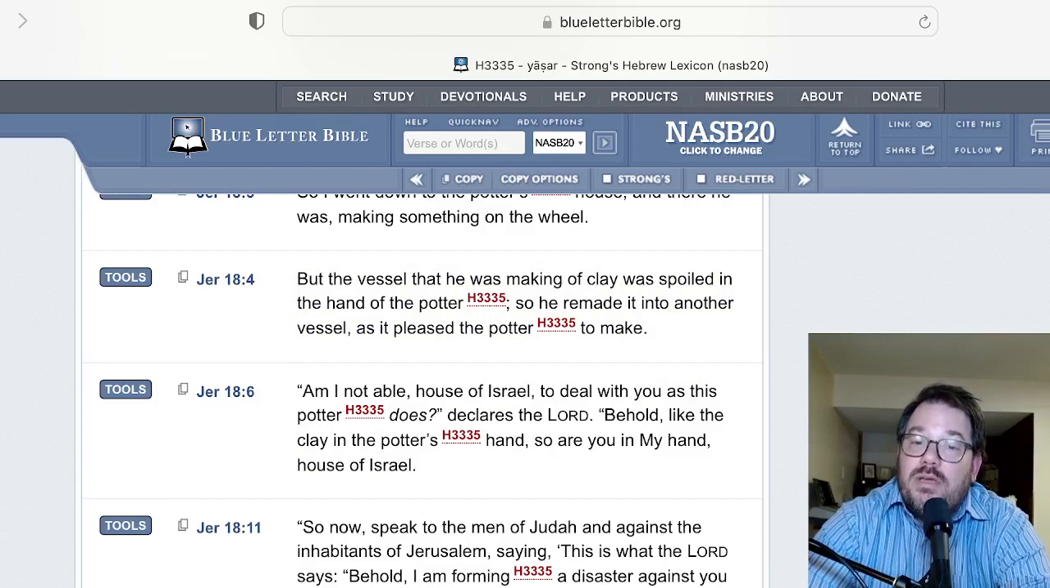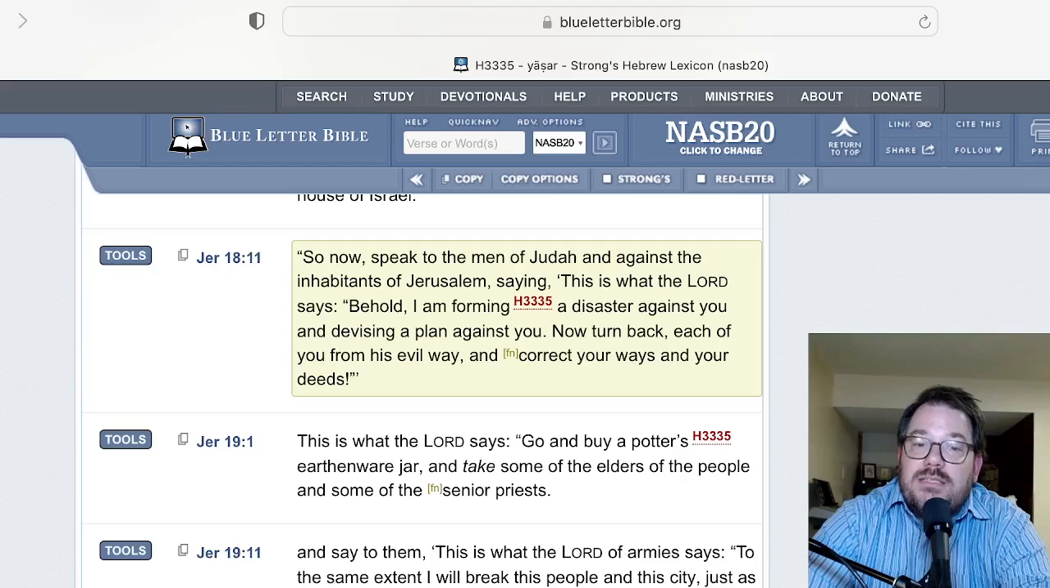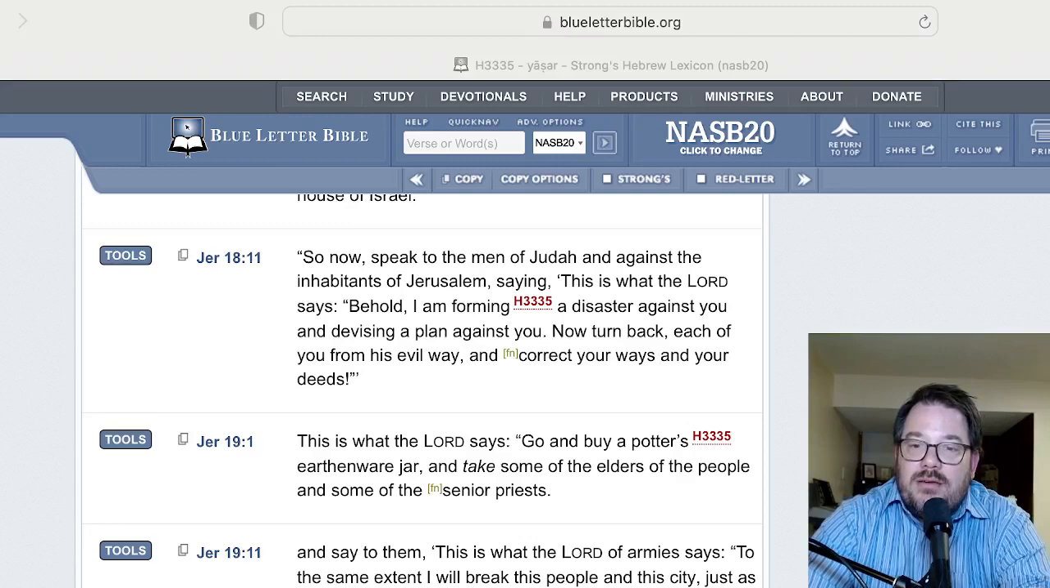And then let's see, we get down to verse 11. So now he's made this observation of the potter. We'll get a chance to look at this text in depth more later. But now he says, behold, I am Yetzar, I am forming a disaster against you and devising a plan against you. So now the potter is doing the forming, and now God is saying, I'm the one doing the forming. And then again, some of this language is repeated in verse 19.